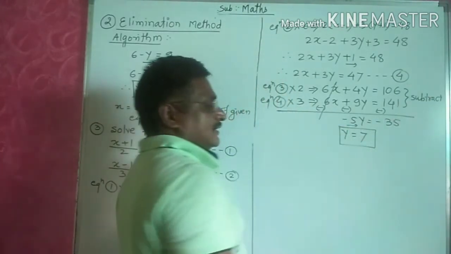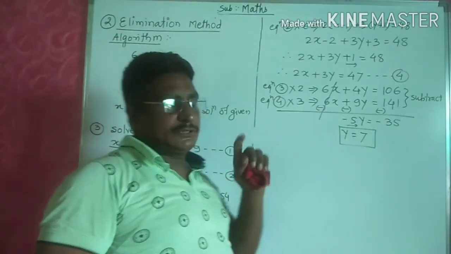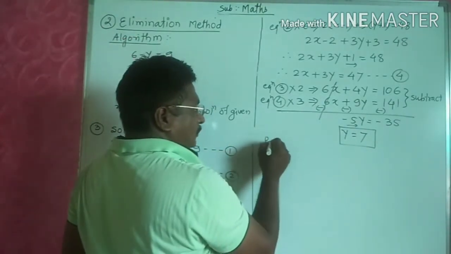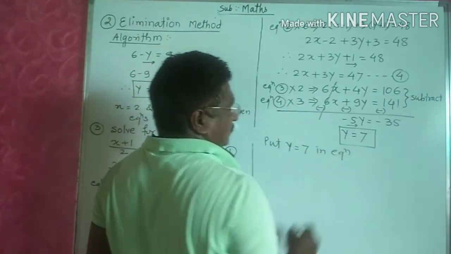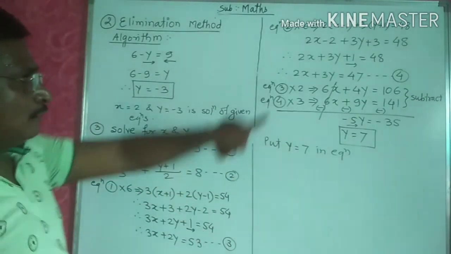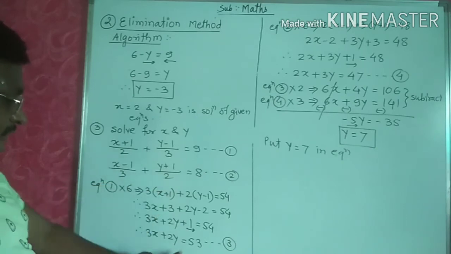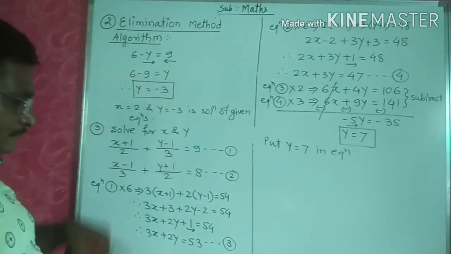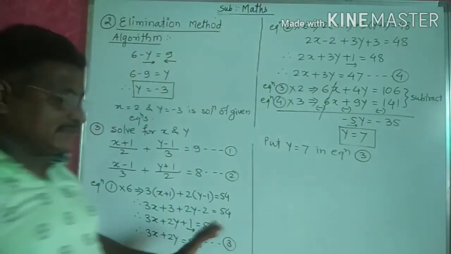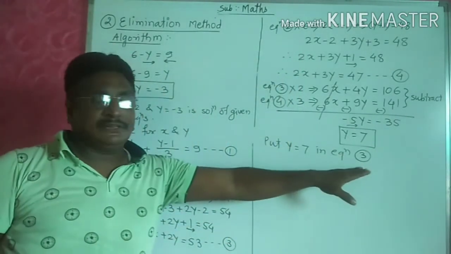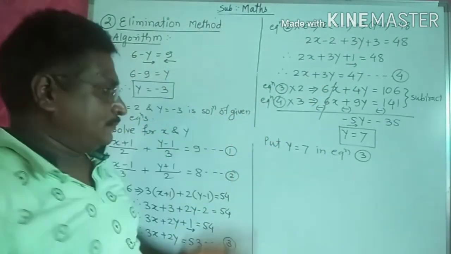Transfer minus 5 to that side. Minus minus cancel. So what will we get? y equals 7. Now put y equals 7 in equation 3 or 4, not in 1 and 2. In which equation has to be put? 3 or 4, in any one. So we will substitute in equation 3. It is not compulsory. I am substituting the value in 3. You also substitute, no problem. You can substitute in 4 also.